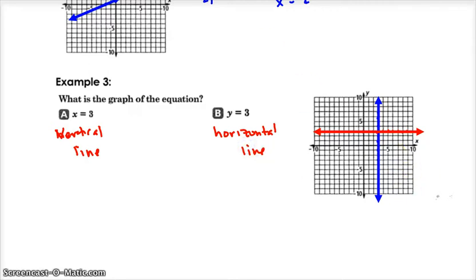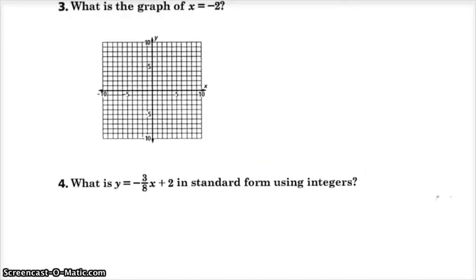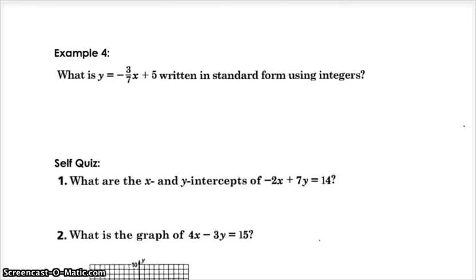There you have it. Let's flip to the back. We'll do one more example and then it'll be your turn.